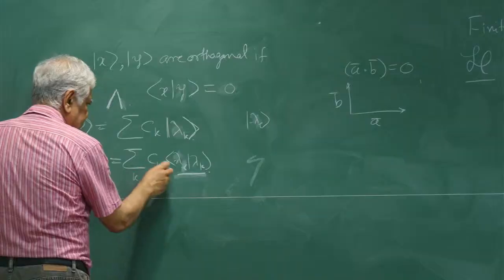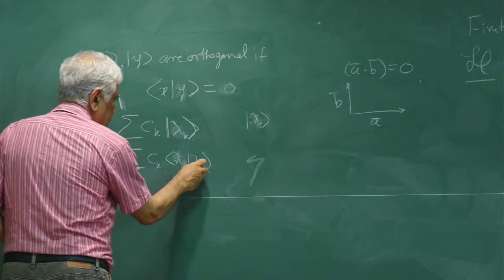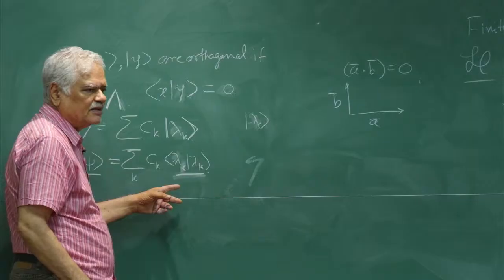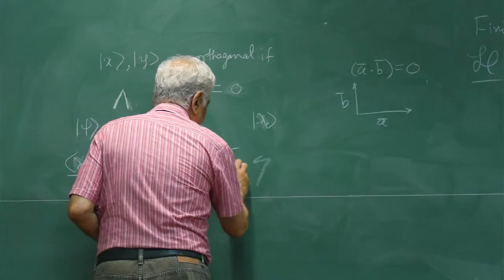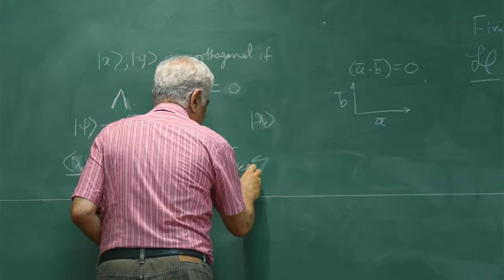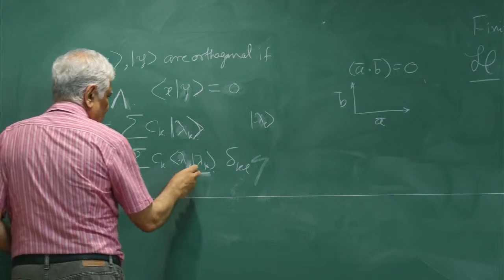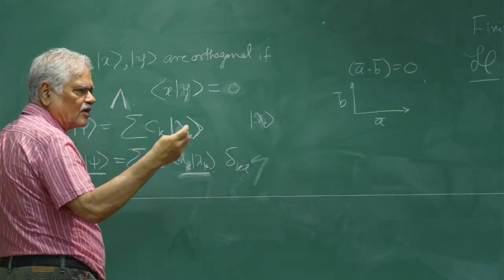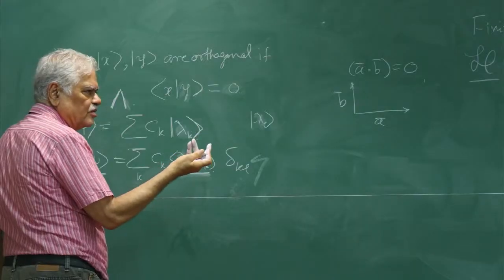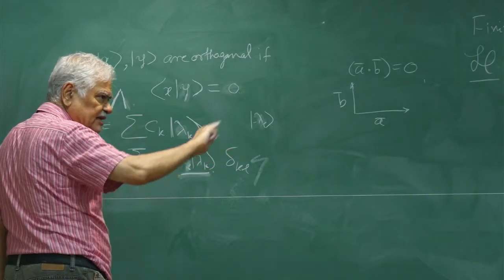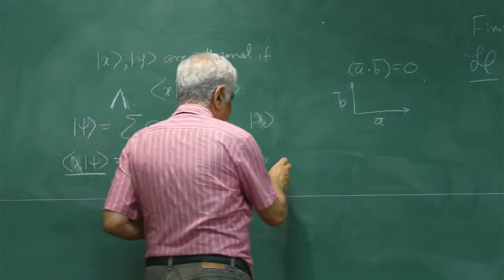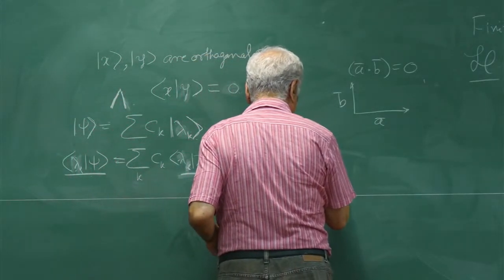So now I take the scalar product. Then what can you say about this? That is called delta KL. So only one term will survive: K equal to L. All other terms will be zero. When K is not equal to L, they are orthogonal. When K equals L, I assume that this is 1. We'll justify all this.